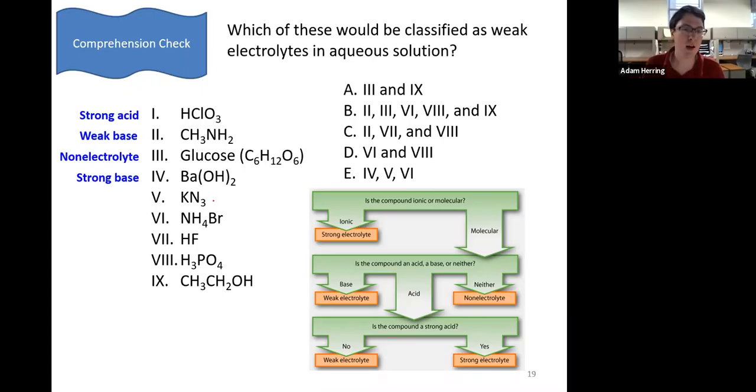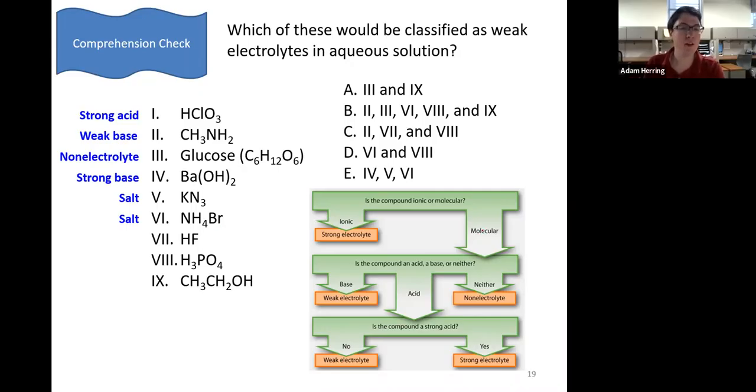Potassium azide, you should recognize that this has a metal with a nonmetal. Therefore, this is an ionic compound and a salt. Ammonium bromide is a little bit harder. You perhaps thought that this would be a molecular compound because you only saw nonmetals. However, you need to remember that ammonium is a cation, and therefore it behaves as a metal and forms ionic compounds.